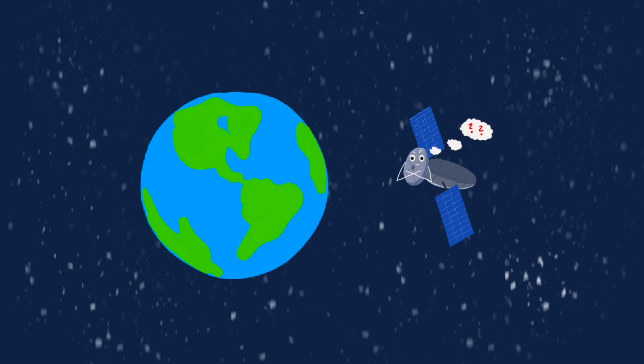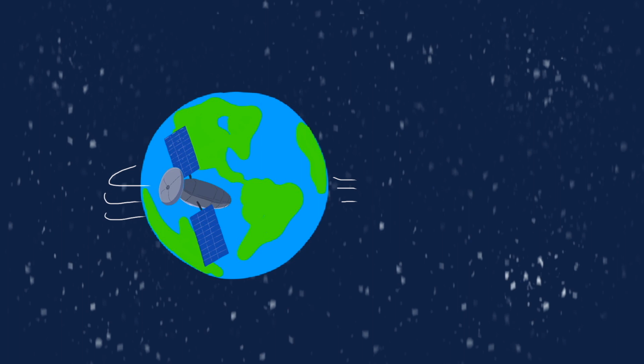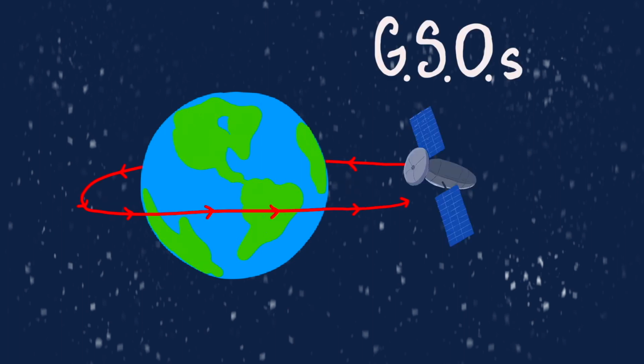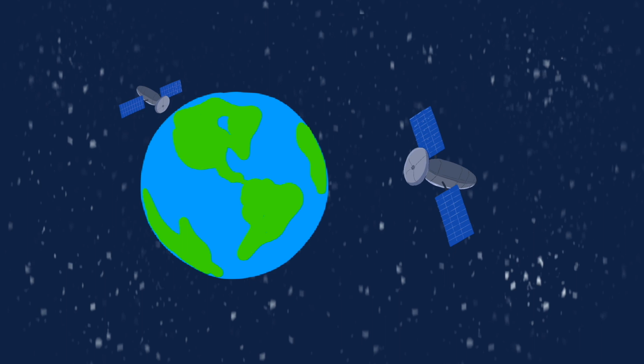Well, how do the stations know where to send the signal? Aren't satellites moving really fast in the sky? Well, yeah, that's where geostationary orbits come in. Geostationary orbits, or GSOs, are in the high Earth and geosynchronous orbit range. There are also low Earth orbits and mid-Earth orbits, but we can look at those in a different video.